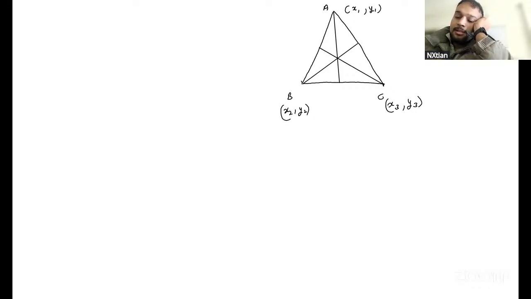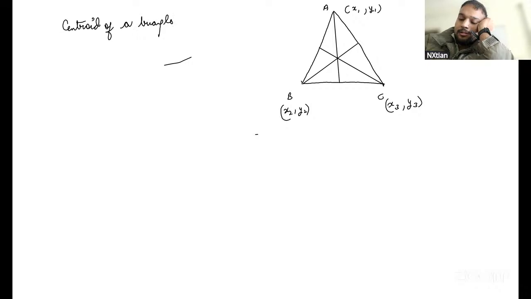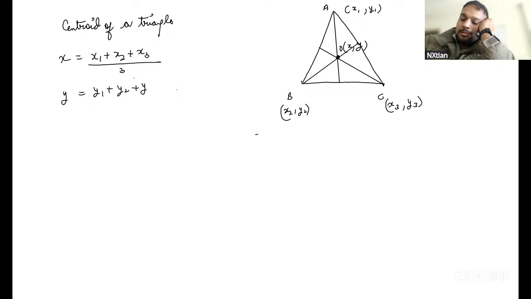and if they ask me to find the centroid of a triangle, and their three coordinates are given, then this O, which has coordinates x comma y, to find it, x is equal to x1 plus x2 plus x3 by 3, and y is equal to y1 plus y2 plus y3 by 3.